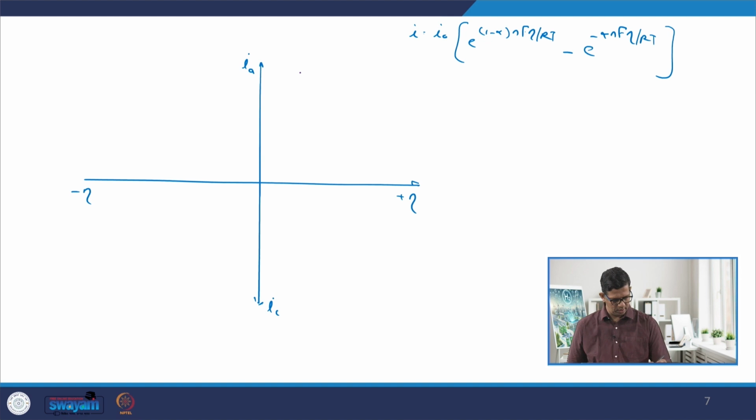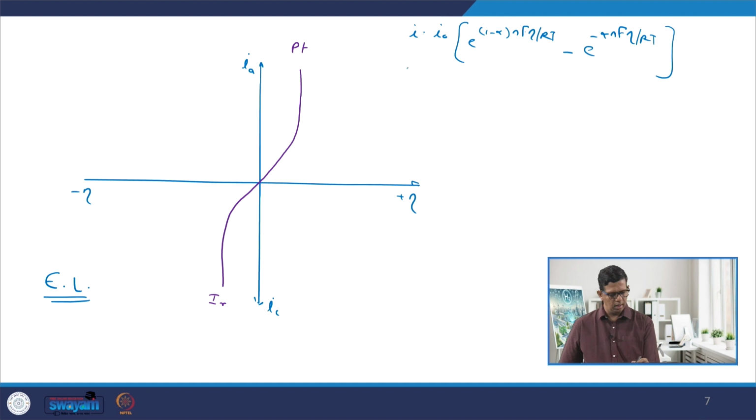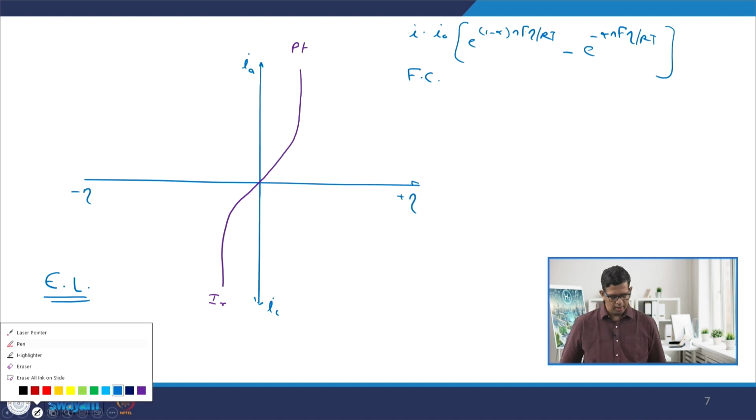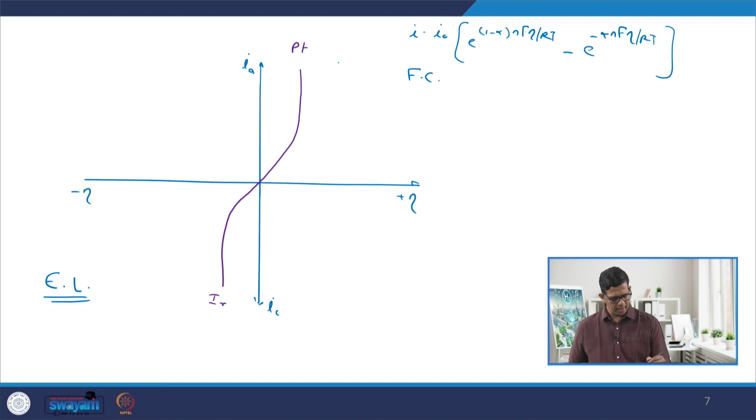Let me draw this. If I am using, let us say, a good catalyst, it should pass through the center. So, let us say this is our platinum, and here in this case it will be iridium, because negative overpotential means it is an electrolyzer. So, this is the electrolyzer domain, this is EL and this side is your FC. The first quadrant represents the fuel cell reaction, whereas the third quadrant represents the electrolysis reaction. And what happens if I use an inferior catalyst, say nickel? It will look like this.